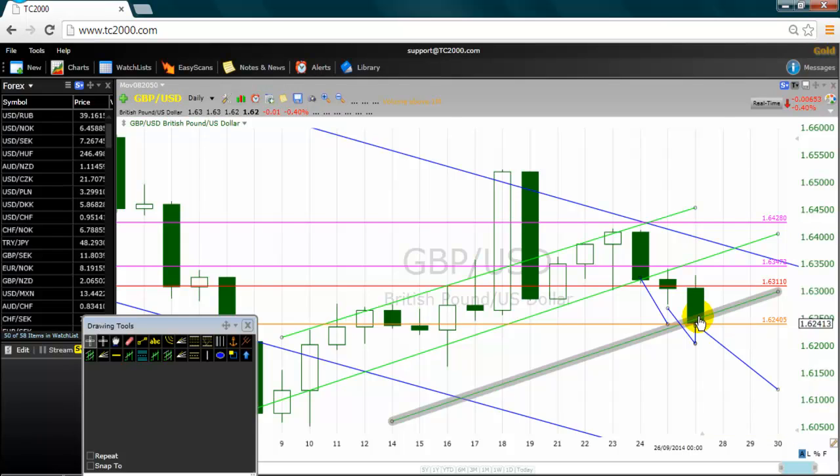Wait for the market to open. If you are trading the Asian session, be very, very defensive. Wait for the market to open. Very, very important. As the market opens, allow the first 30-minute candle to be completed. All right. So we see now.